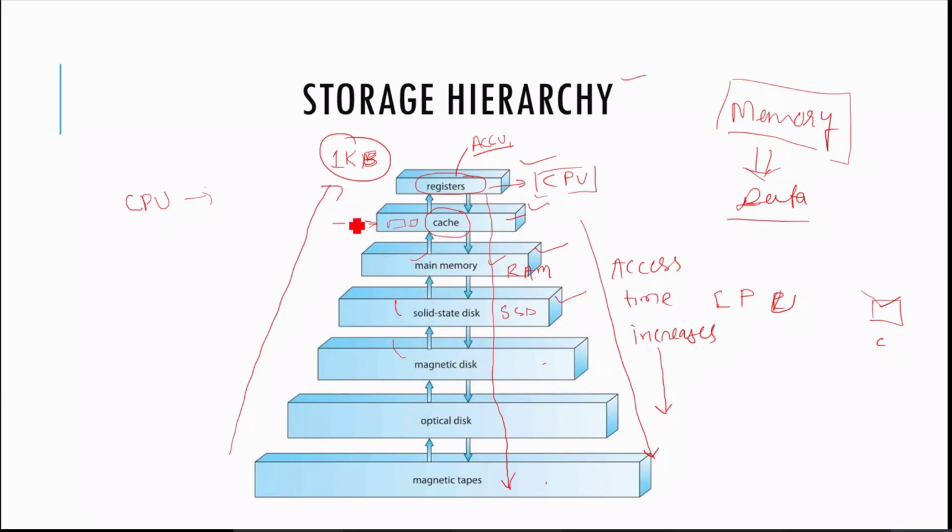And what is another trend that we are seeing? If you go from bottom to top, the storage capacity is decreasing. Like here, the magnetic disk will have more space, and the optical disc, like the CD and DVD. So if we focus up to here, the speed is increasing while the storage capacity is decreasing.